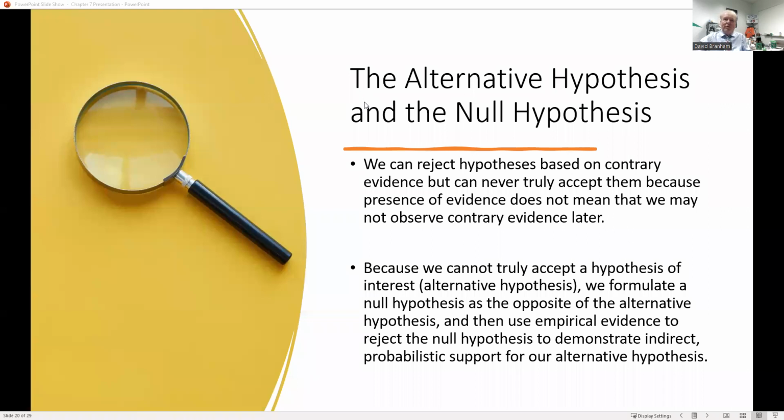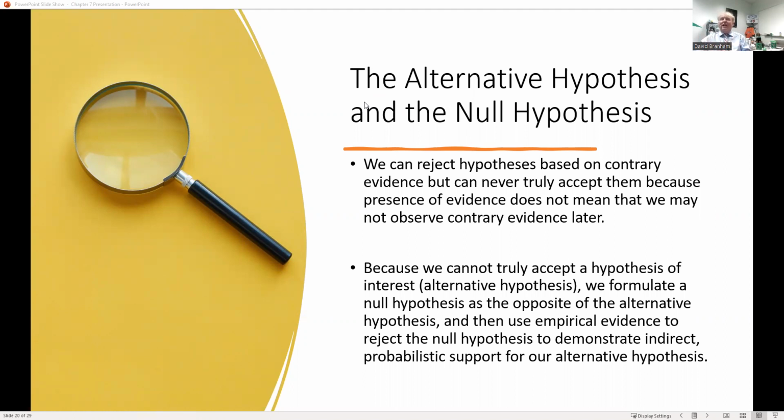So we have two types of hypotheses: the alternative hypothesis and the null hypothesis. Now, we can reject hypotheses based on contrary evidence, but can never truly accept hypotheses, because the presence of evidence doesn't mean that we may not observe contrary evidence later. So we never can accept hypotheses. We can say the evidence provides support for the hypothesis, and so forth.